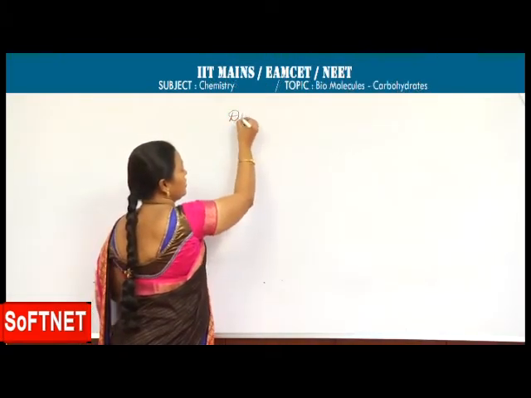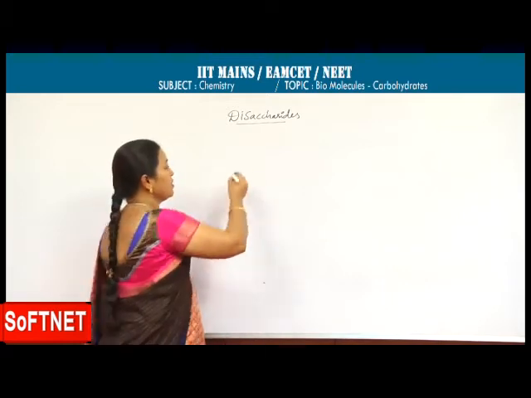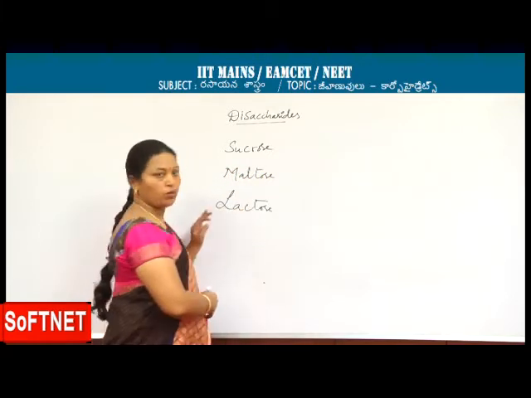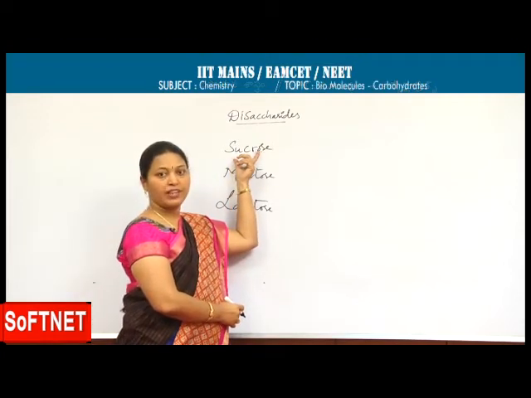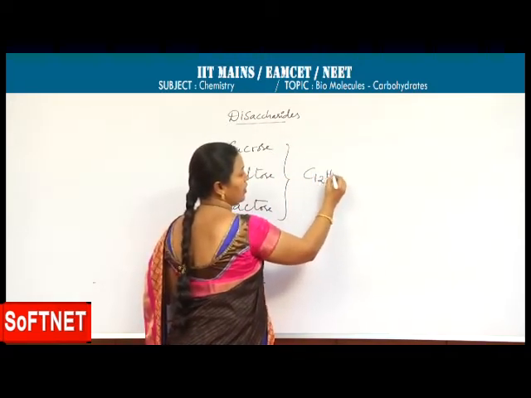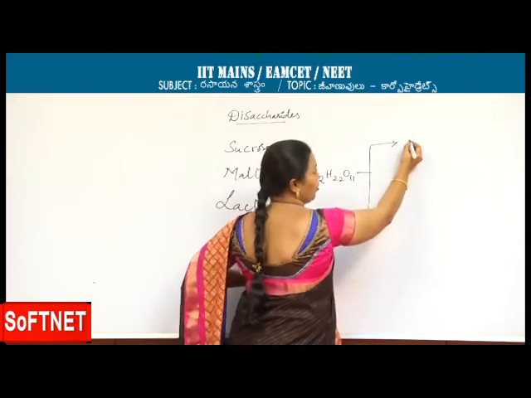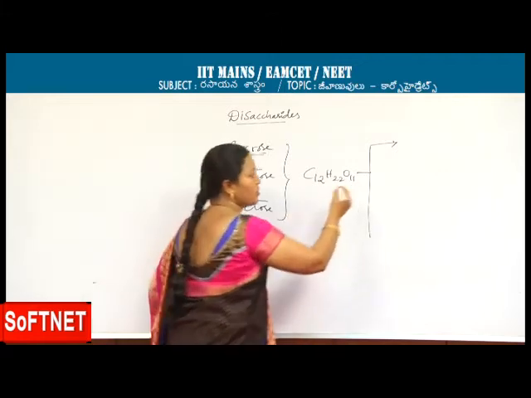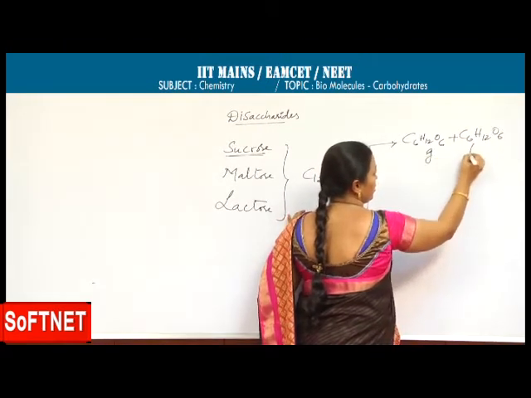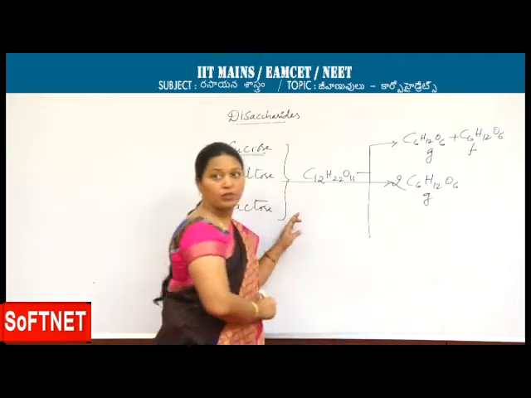Now I will discuss disaccharides. As I said at first, disaccharides hydrolyze to produce two monosaccharides. In our syllabus, sucrose, maltose and lactose are present. Sucrose is extracted from cane sugar. When it is hydrolyzing, we are getting two monosaccharides. All these have the same molecular formula, C12H22O11. Sucrose hydrolyzes to produce glucose and fructose, same formula C6H12O6. Maltose hydrolyzes to produce two glucose units only. Both of them are glucose units.